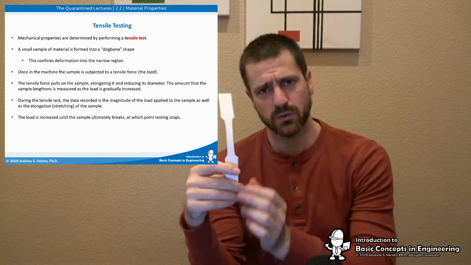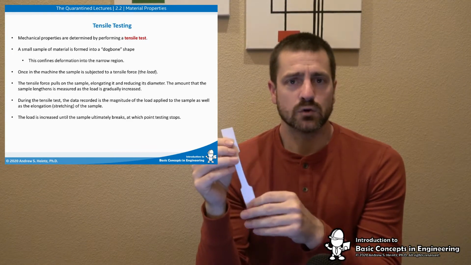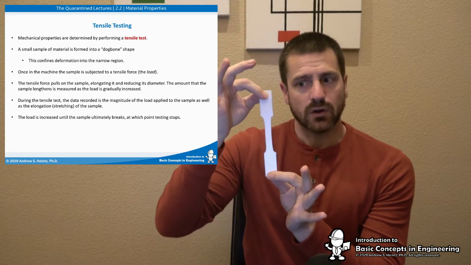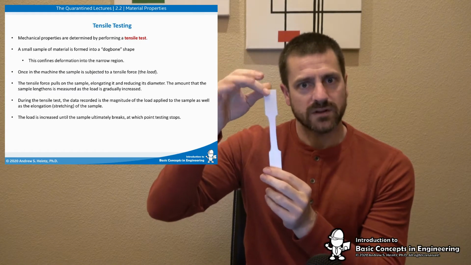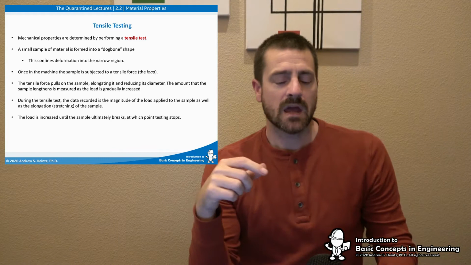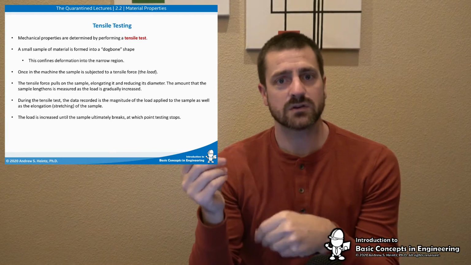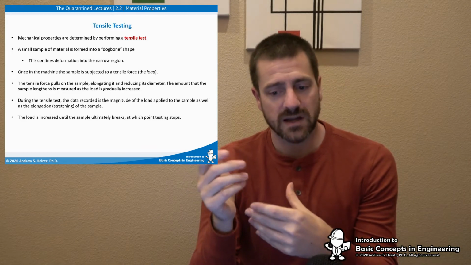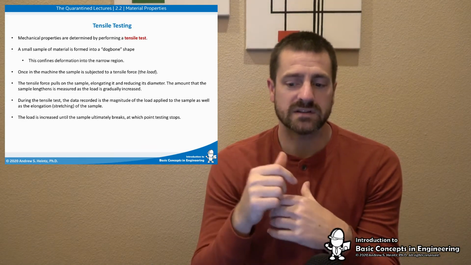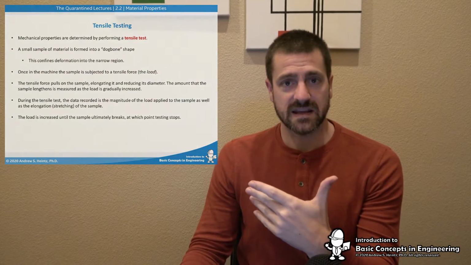So what we're going to do is put this into our tensile test machine, and then it's going to be subjected to a load that puts tensile force on it, which means it's going to pull it from this direction and this direction. It's going to try to elongate the sample. During the tensile test, data is recorded and it compares the magnitude of the load versus the deformation of our sample. The load is continually increased until the sample ultimately breaks. One thing to note is that tensile testing is a kill test, right? We ruin the sample by doing it. You can't use it again.